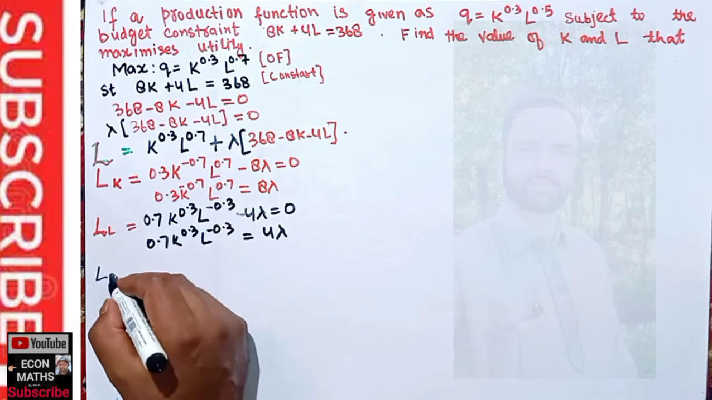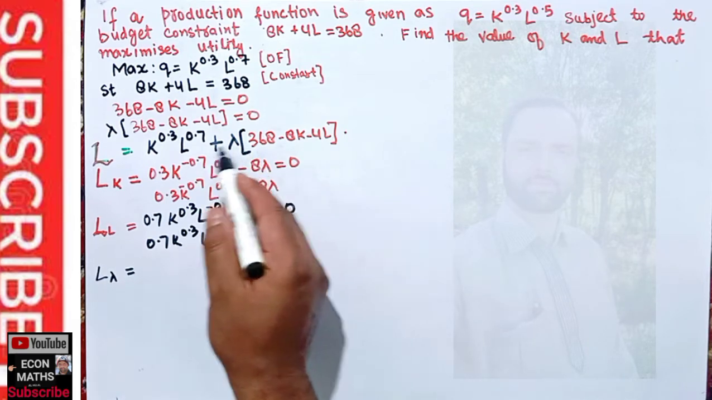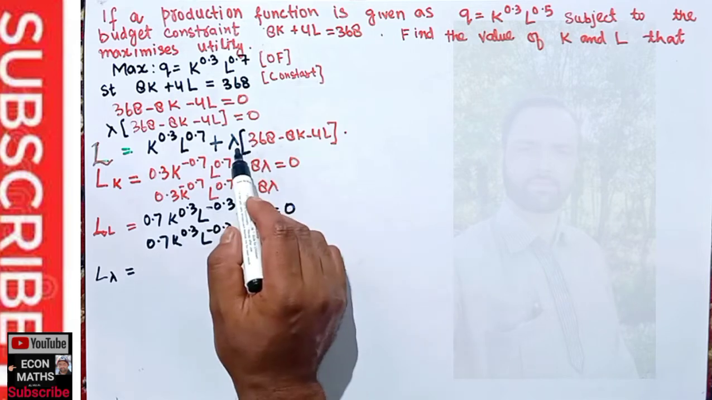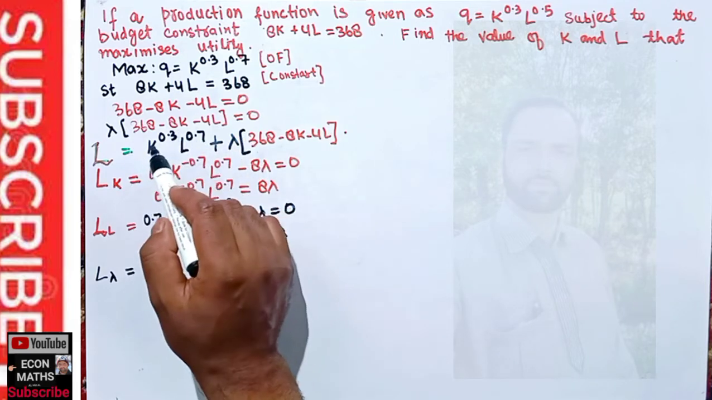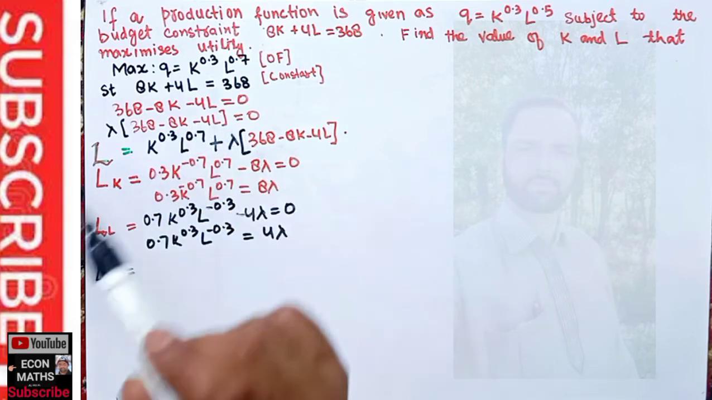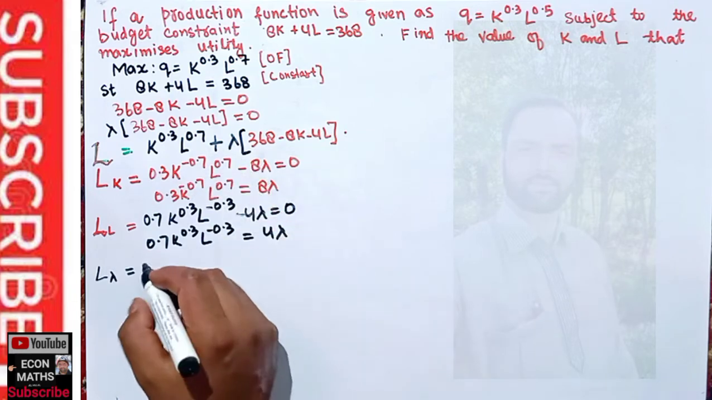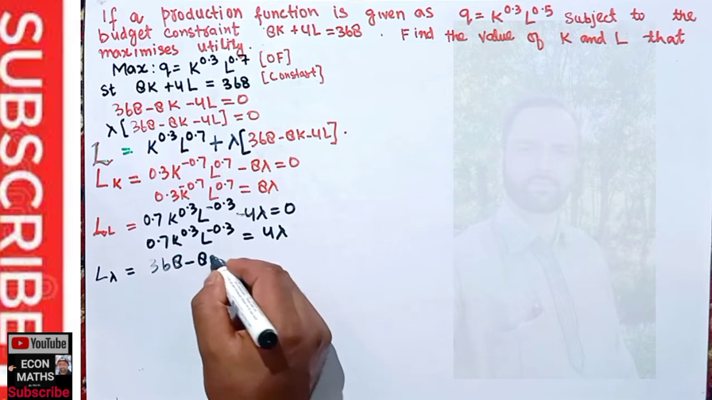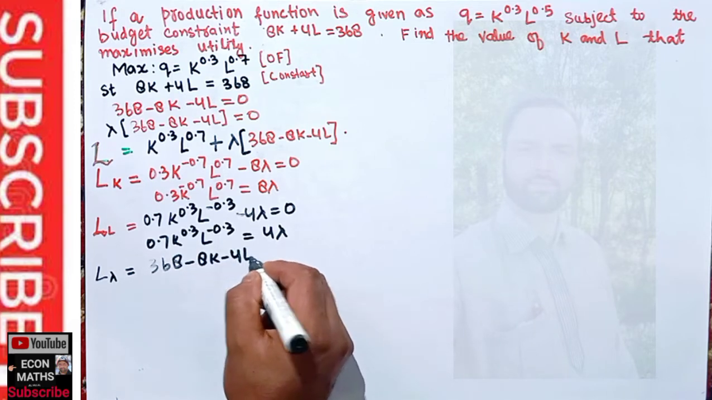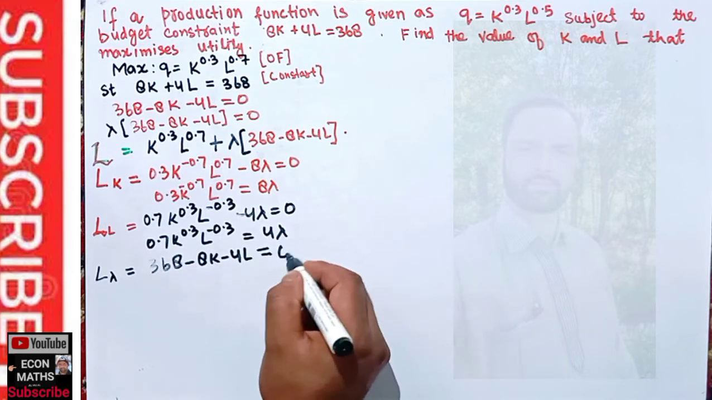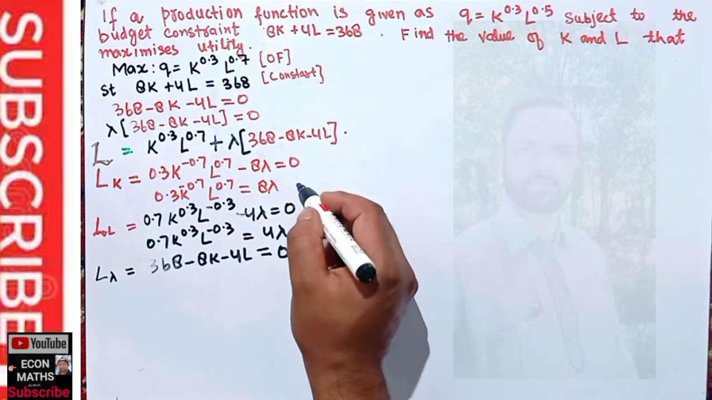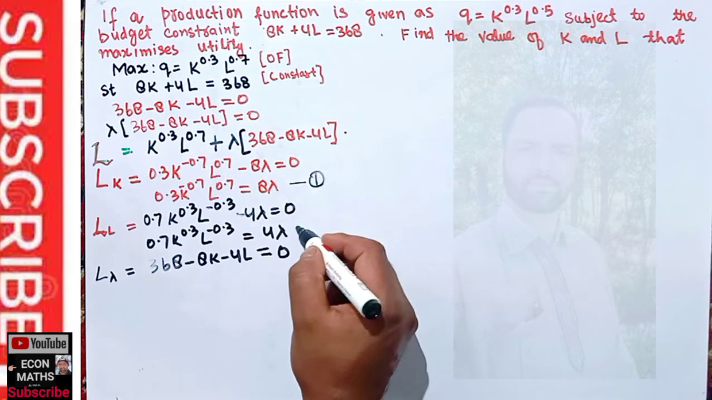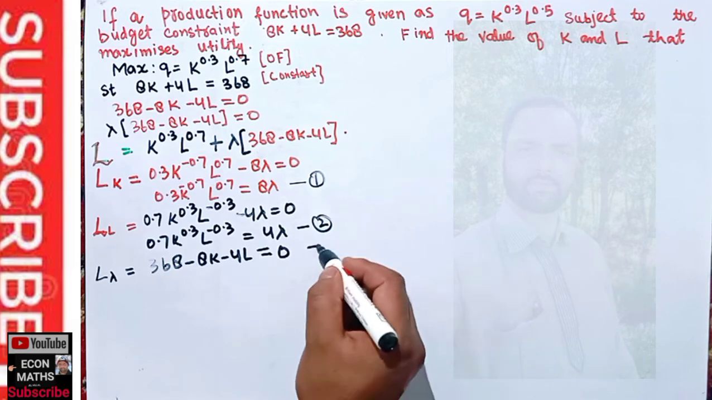And lastly, we partially differentiate our Lagrange function with respect to lambda. Since no lambda is involved in the first term, its derivative is 0. Here the derivative of lambda is 1, so we are left with 368 minus 8K minus 4L is equal to 0. Let this be equation first, let this be equation second, and let this be equation third.